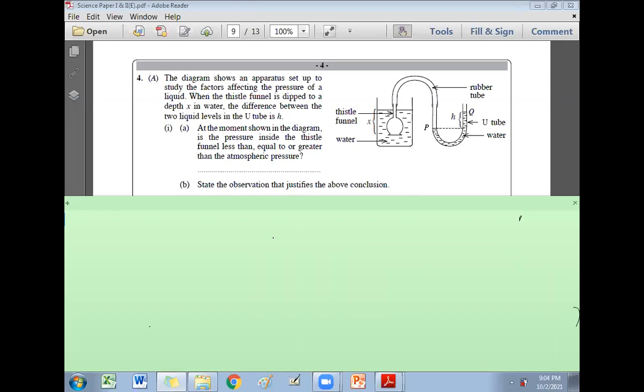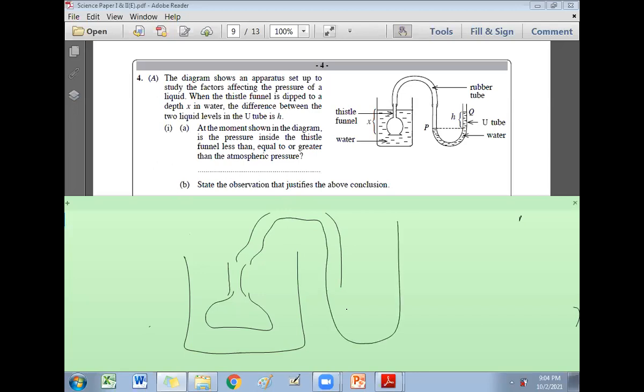Now, let's see part A. In the diagram shown, is the pressure inside the Thistle funnel less than, equal to, or greater than the atmospheric pressure? They are asking about the pressure inside the funnel. You have a funnel that is deep under water like this. There's a U-tube connected, and the water level in this U-tube goes up when you immerse the funnel in water. This side is open and the level goes up, this side the level goes down. This is fully sealed.